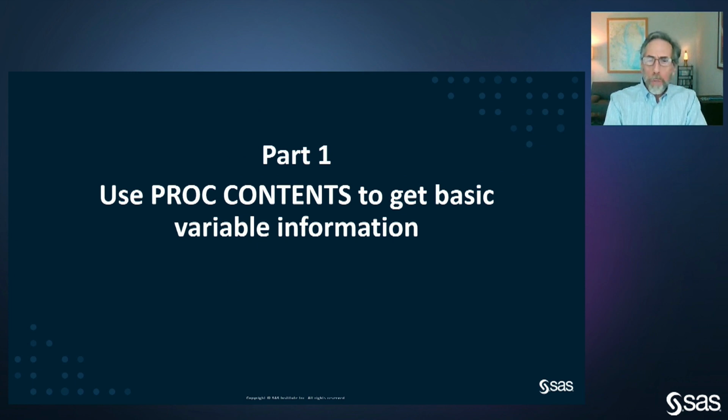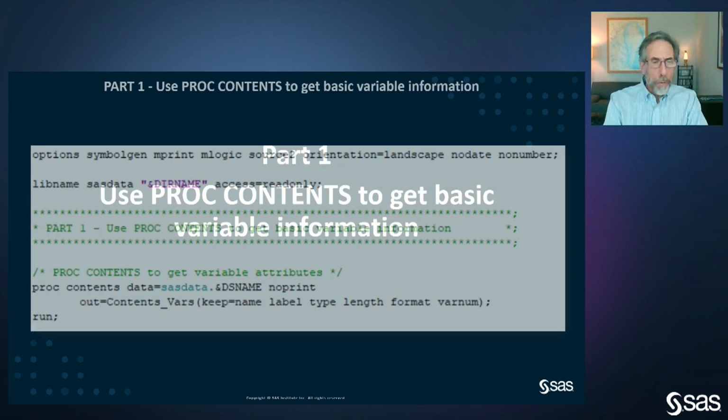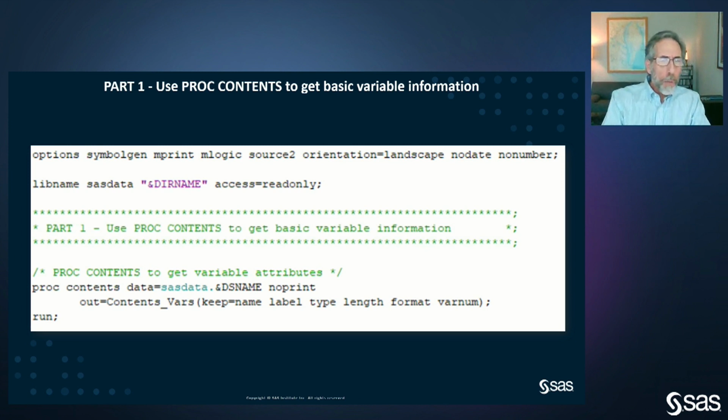So part 1, using PROC CONTENTS to get basic variable information. Here you can see the part of the SAS program. We start off with a libname statement, and the libref is going to be sasdata, and it's going to libref to the directory that was passed in with the dirname macro variable. We're using access equals readonly to make sure that we don't clobber anything in that directory. And you can see it's a straightforward PROC CONTENTS: data equals sasdata.&dsname, and that's the name of the SAS dataset, which is cars_test in this example.